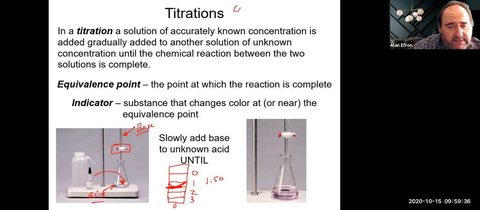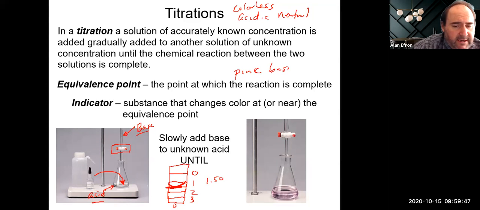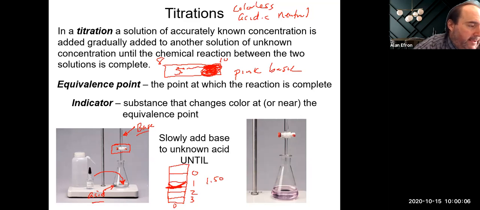Phenolphthalein, for example, is colorless in acidic solution. It's actually colorless in neutral solution. It turns pink in basic solution. It works about in an 8-ish to 10-ish range. 8 is kind of no color, then slightly pink, all the way to, if you've done titrations before, perhaps you've hit that really dark pink color.